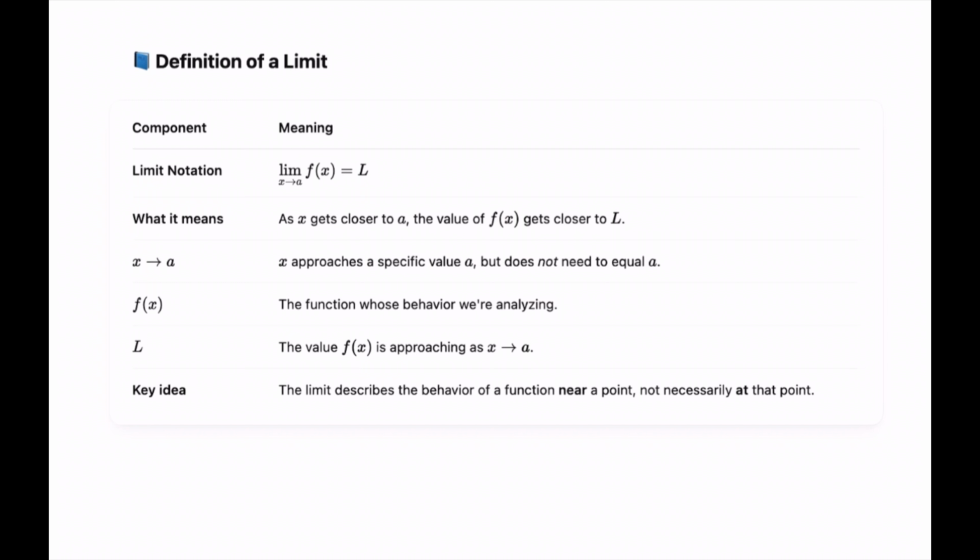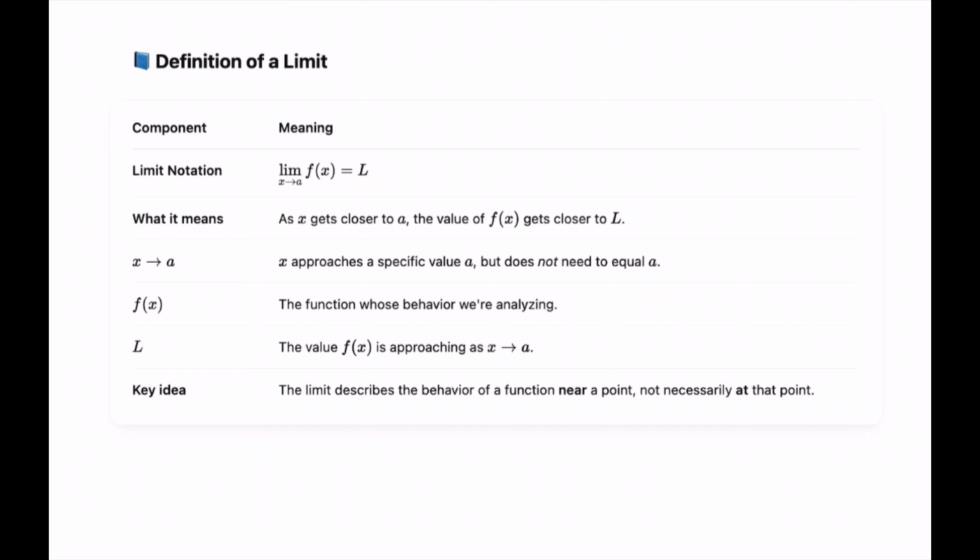What does this mean? As x gets closer to a, the value of the function will get closer to the limit, or capital L. The x arrow a means x approaches a specific value, but does not need to equal a. It's just as it gets closer and closer to a. f of x is the function whose behavior we're analyzing. L is the value of f of x as x approaches a, and the key idea here is that the limit describes the behavior of a function near a point, not necessarily at that point, just as it approaches that point.